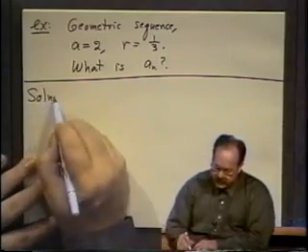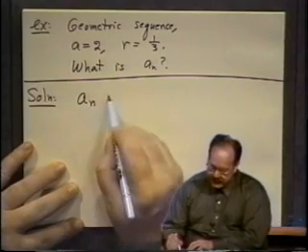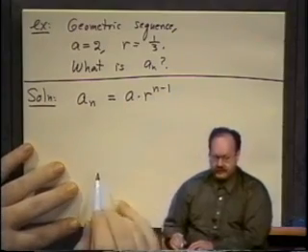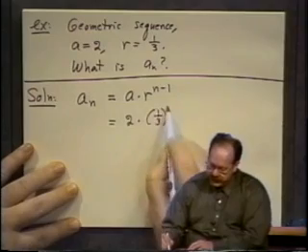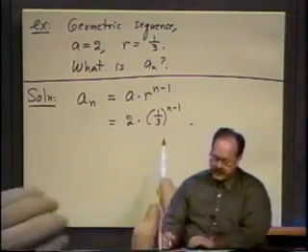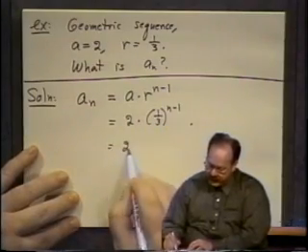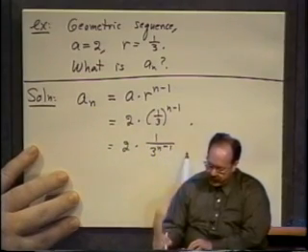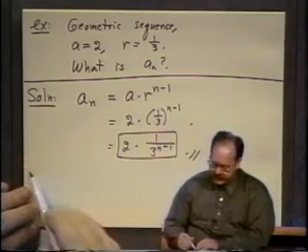Well, the solution here is to just use the theorem we just ended up writing down. a sub n by the theorem is a times r to the n minus 1. Well, here that is 2 times 1/3 to the n minus 1, and there you go. That's the nth term. Now, sometimes when people have a fraction here to the n minus 1, they may want to rewrite that as 1 over 3 to the n minus 1 power, and that's really a matter of choice on your part. So there's the nth term which answers that question.